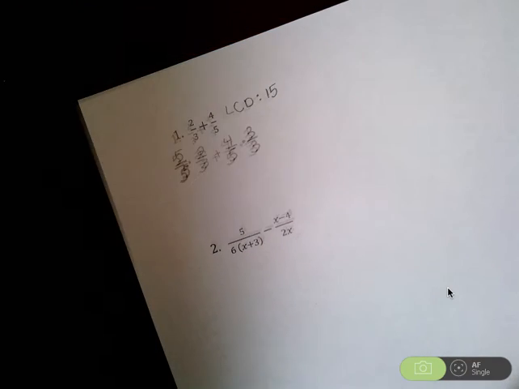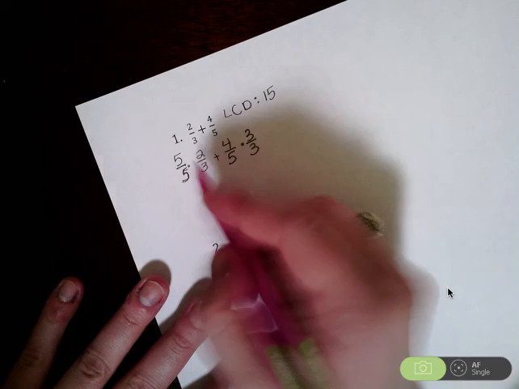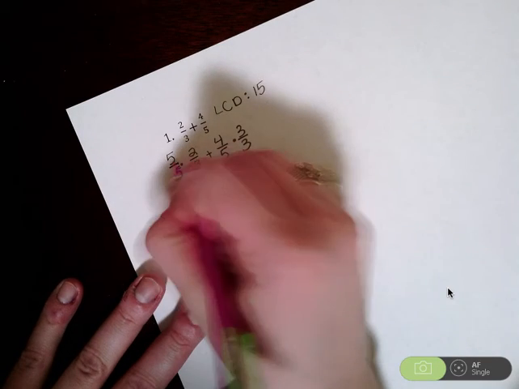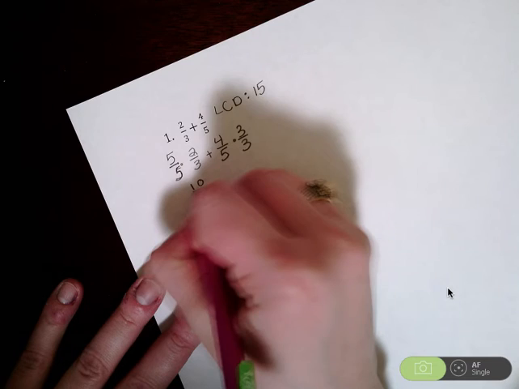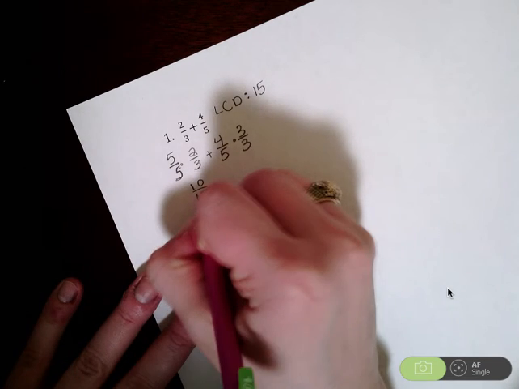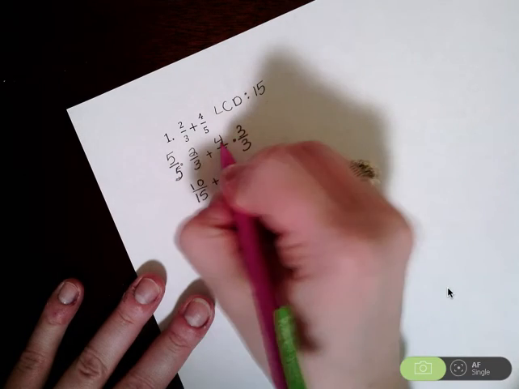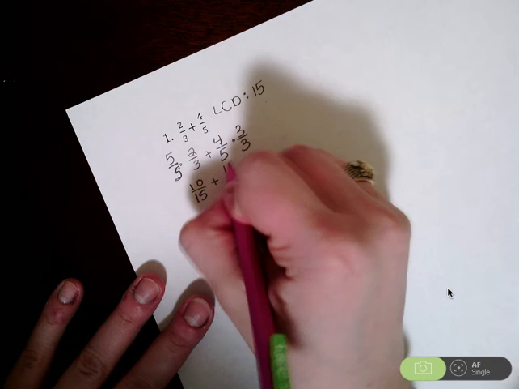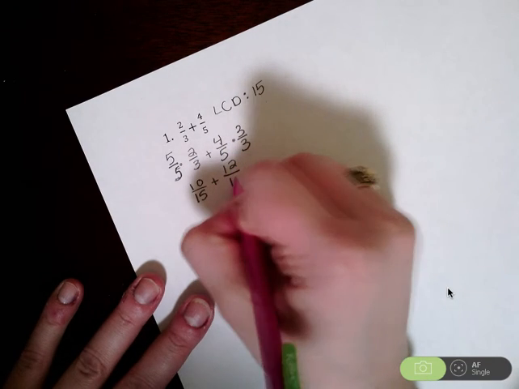And then what we have to do here is now we multiply across. So then we say, okay, well, 5 times 2 is 10. 5 times 3 is 15. Plus 4 times 3, which is 12, over 5 times 3, which is 15.